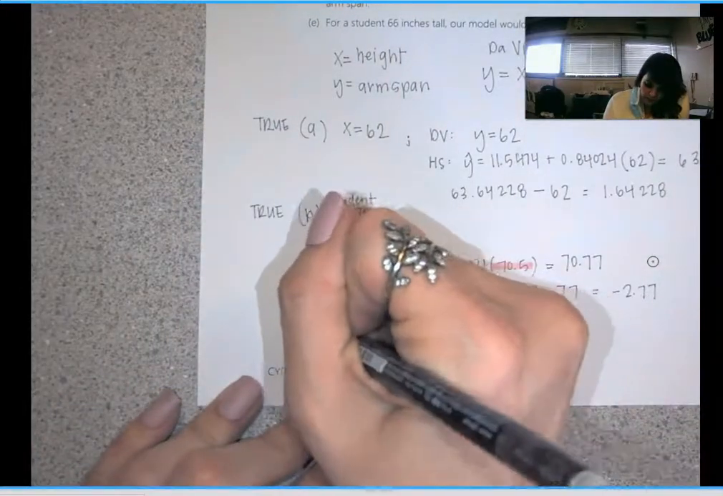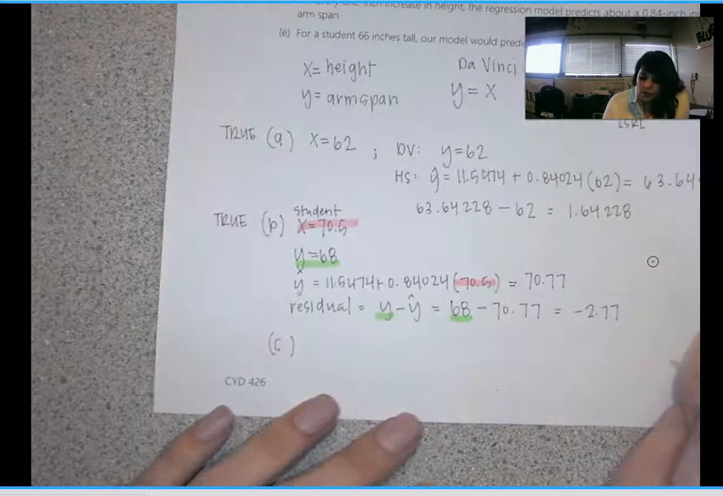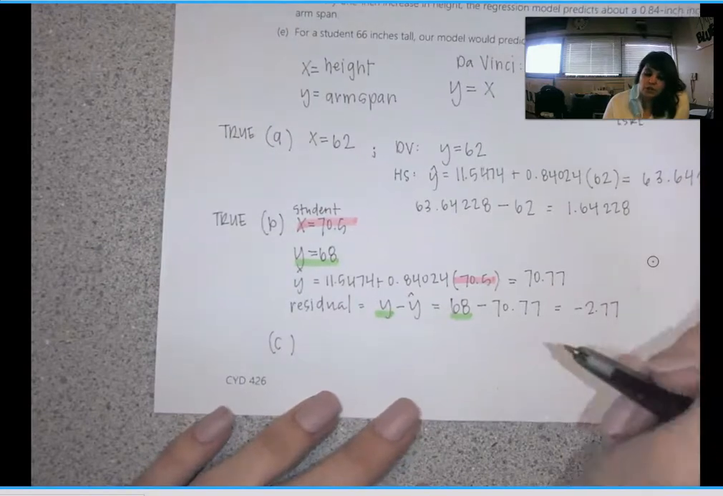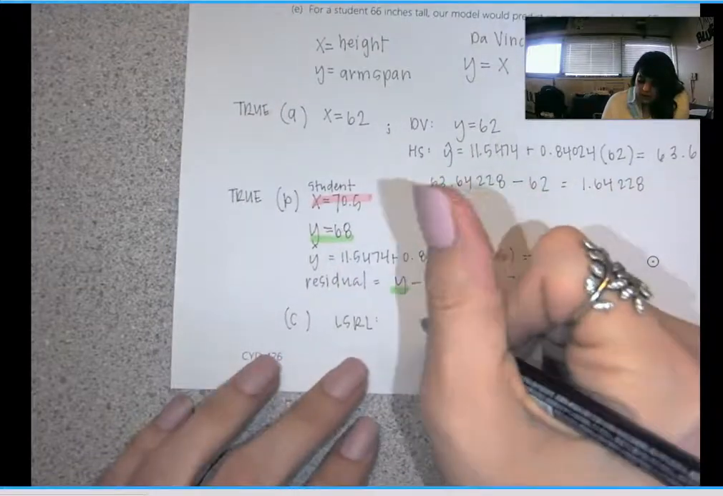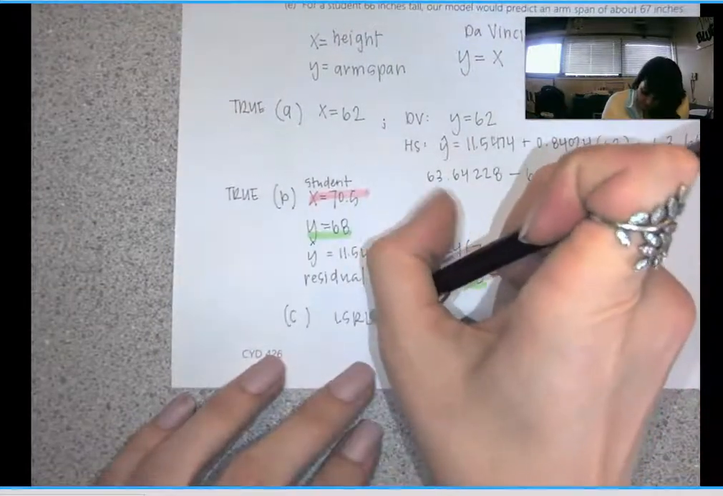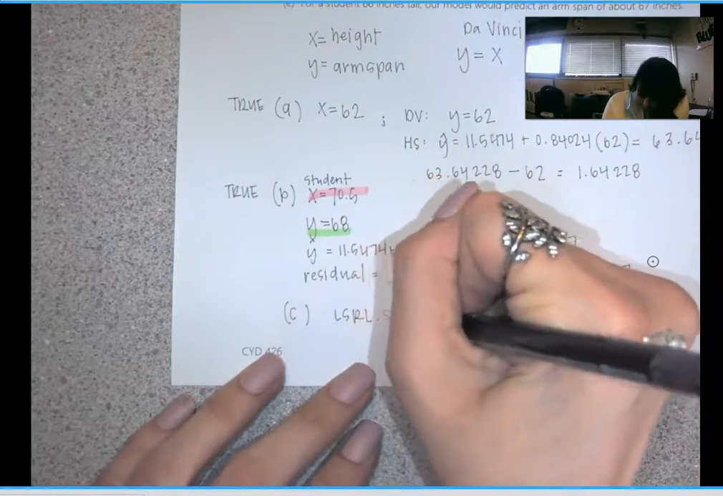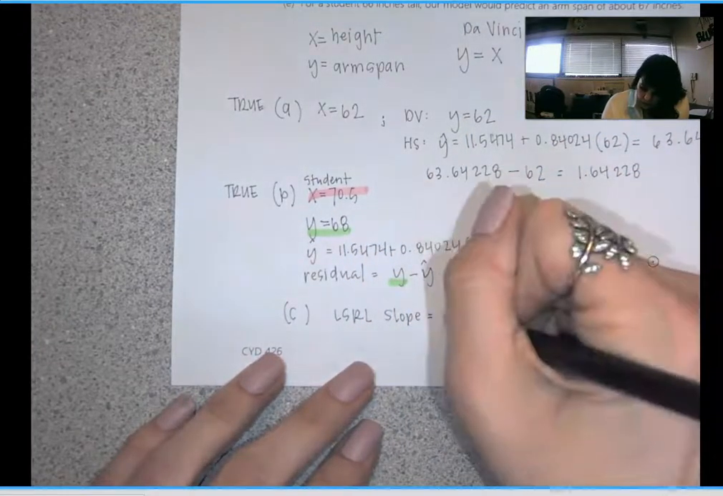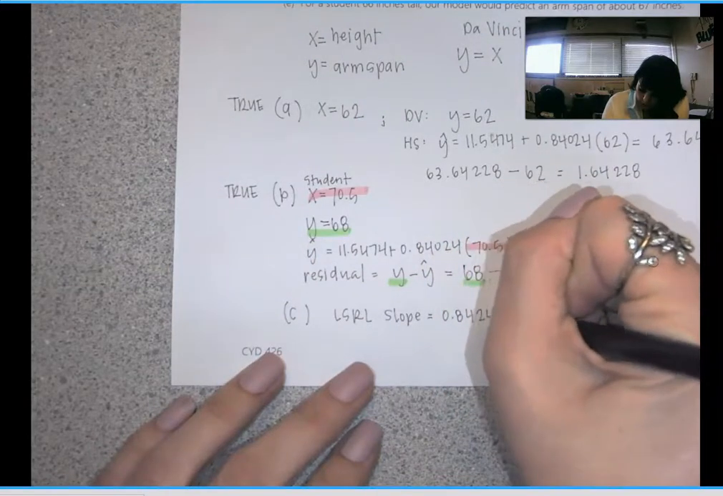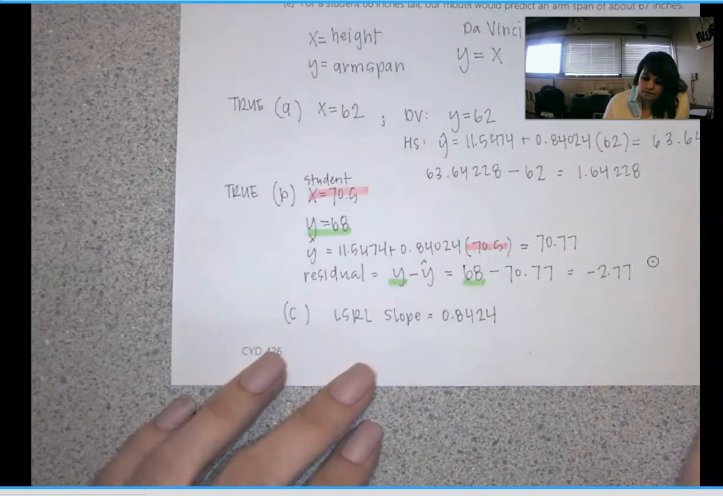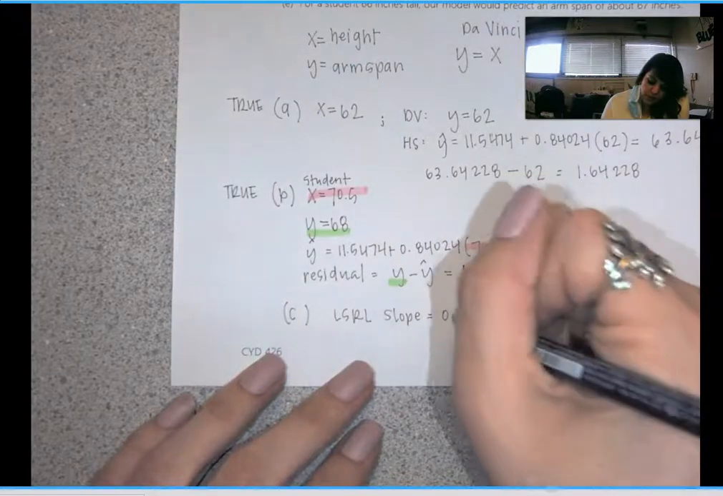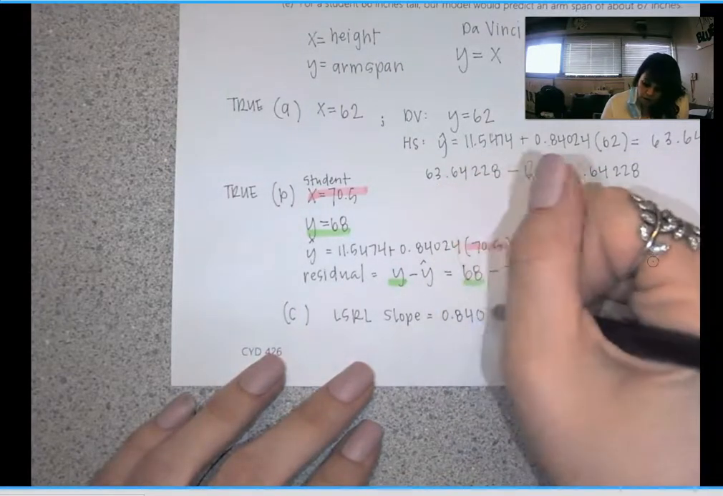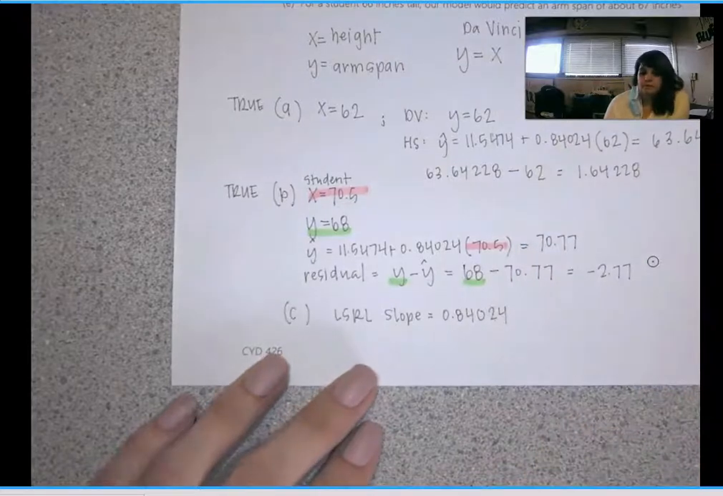C. The least squares regression line has a steeper slope than the equation for Da Vinci's relationship. Okay, so the LSRL has a slope that equals 0.84024. How do I know that?